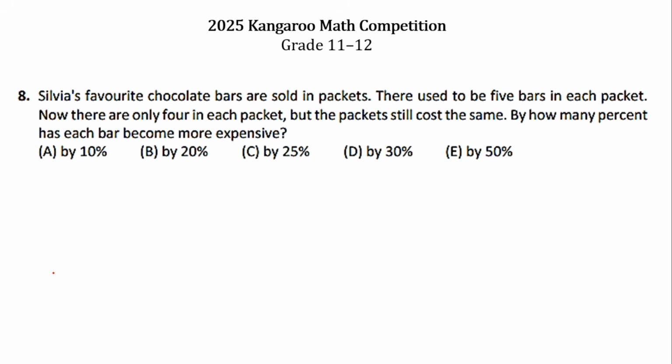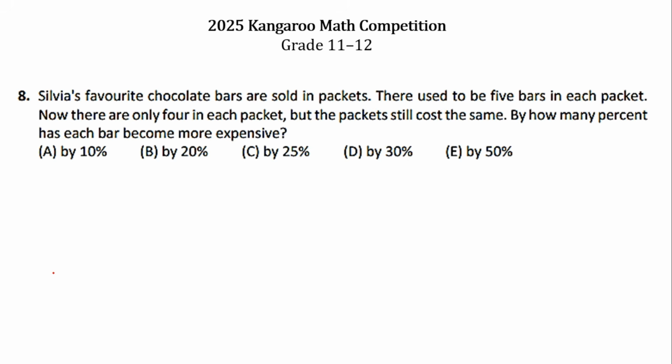Problem number 8. Sylvia's favorite chocolate bars are sold in packets. There used to be 5 bars in each packet. Now there are only 4 in each packet, but the packets still cost the same. By how many percent has each bar become more expensive?